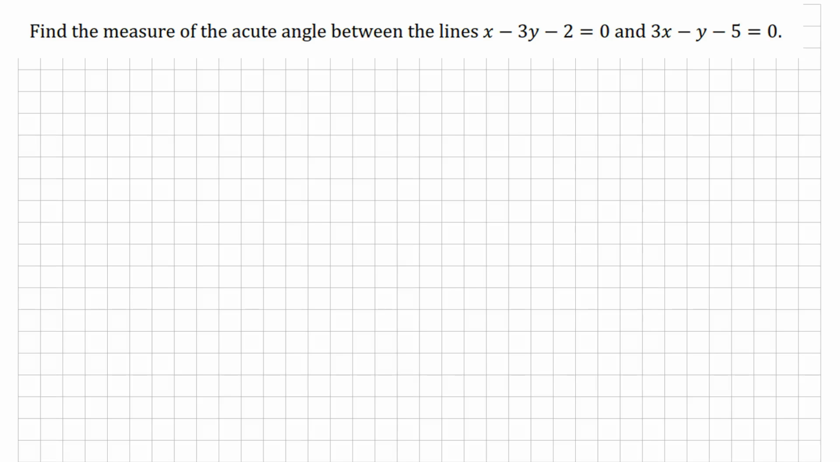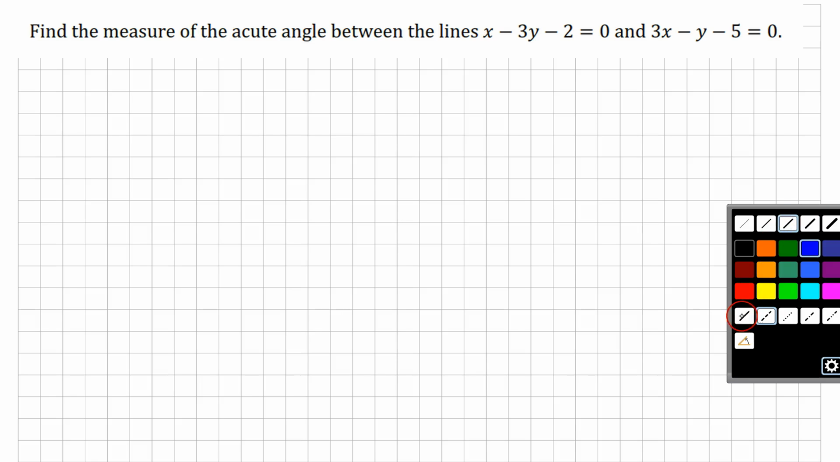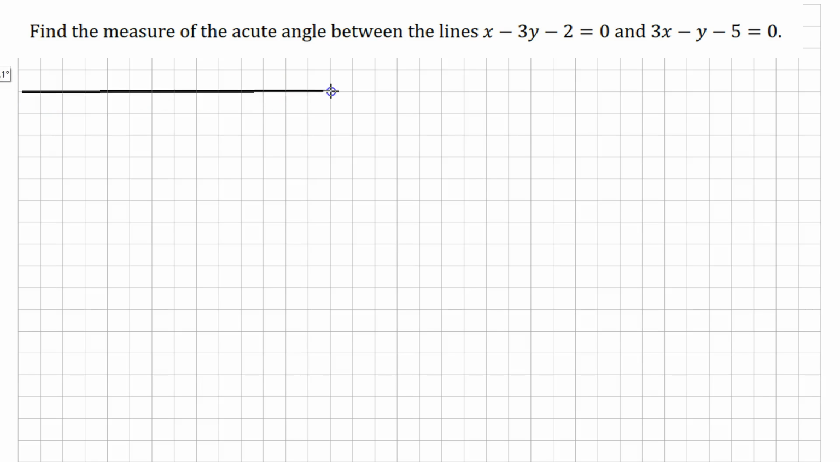Okay, so we're asked to find the measure of the acute angle between these two lines. The first thing I'm going to do is draw out a T and get it ready to take in my two slopes. So I have to get the slopes of two lines here: the slope of x minus 3y minus 2 equal to 0, and the slope of 3x minus y minus 5 equals 0.